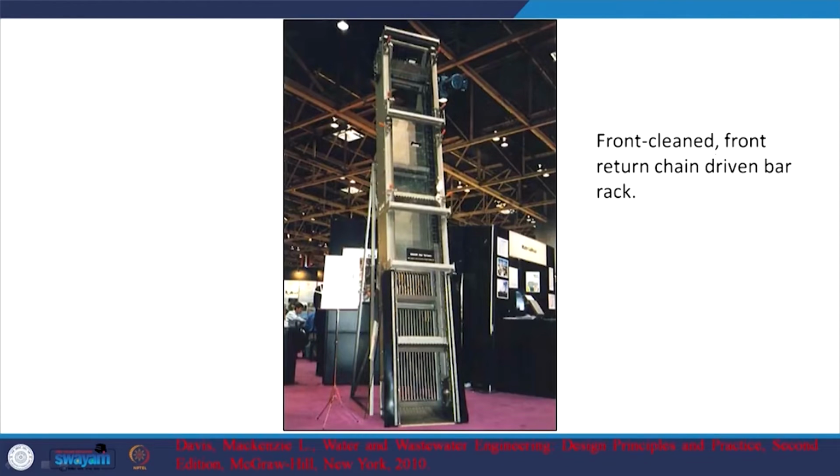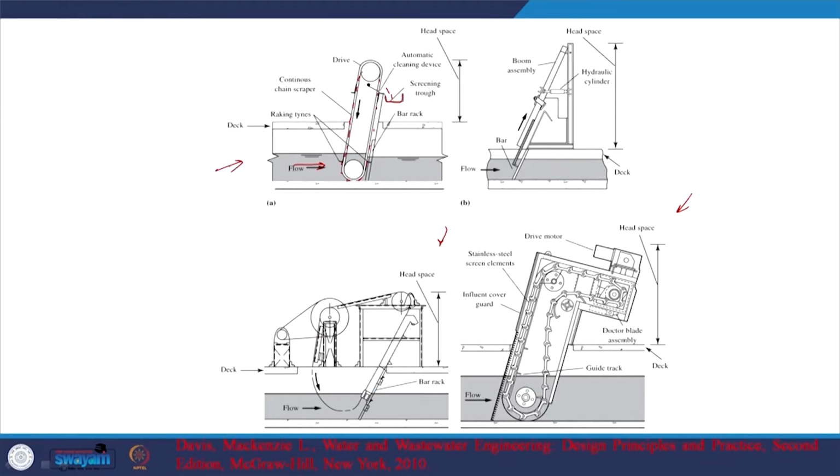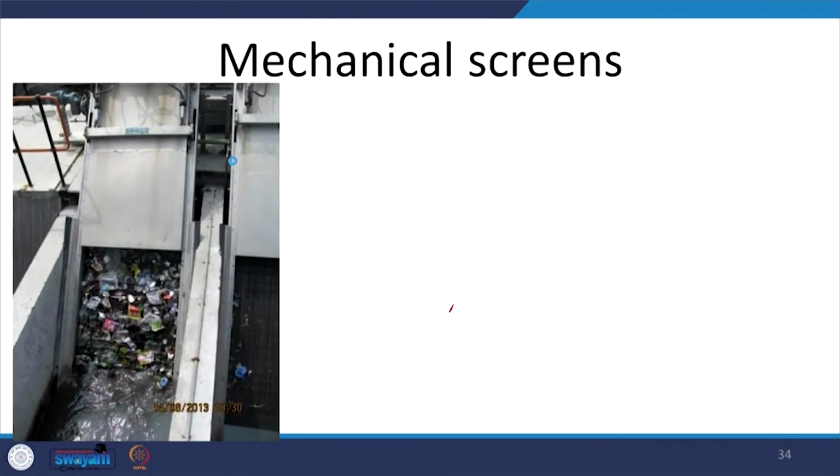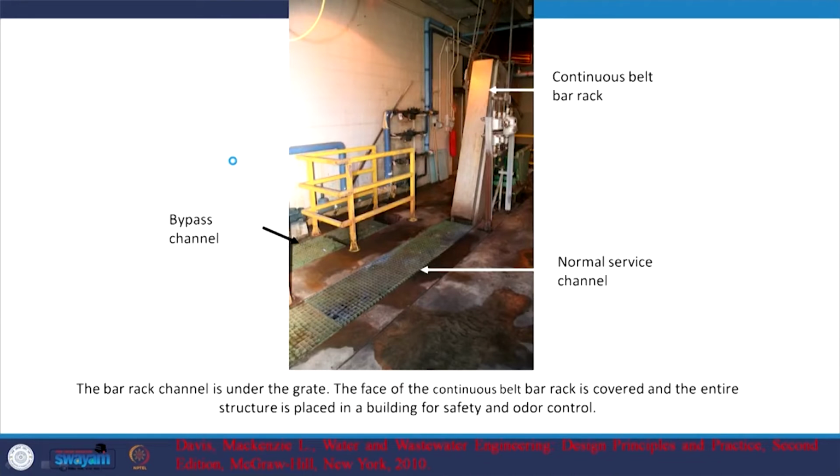So, front cleaned, front return, chain driven rack, right. So, that is the picture that we saw out here, okay. This kind of one, right. Again, also variations of it used widely in India, right. This is what you have. And what is it now?